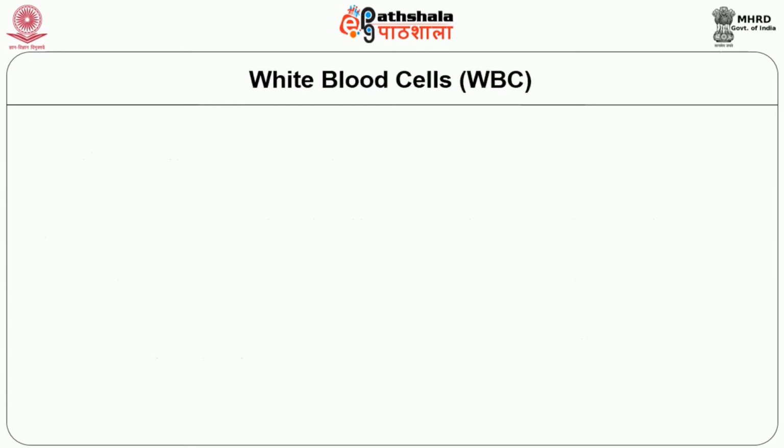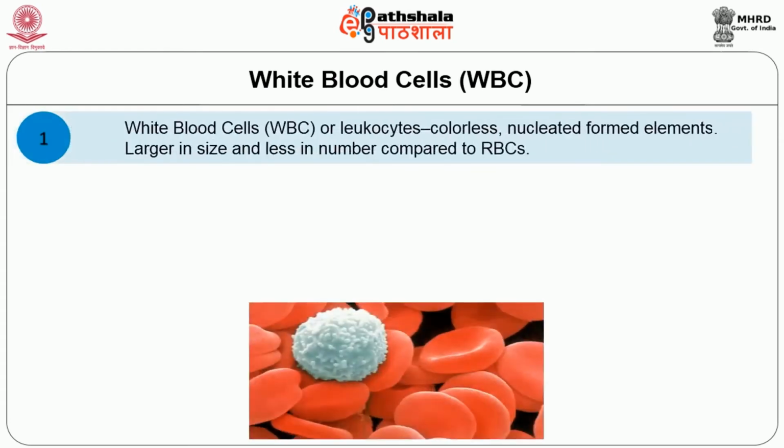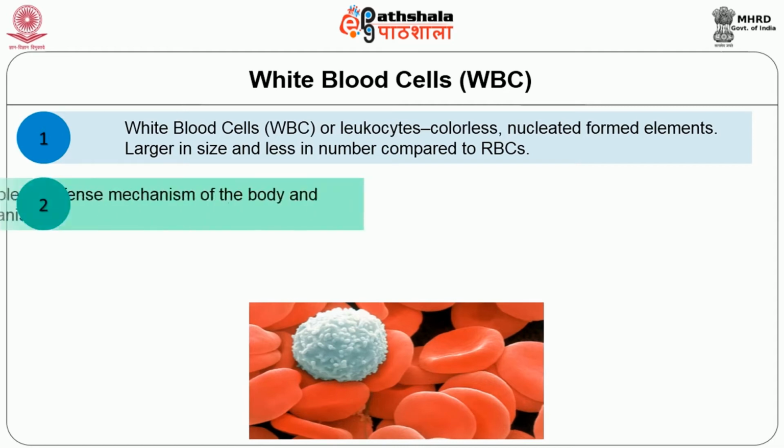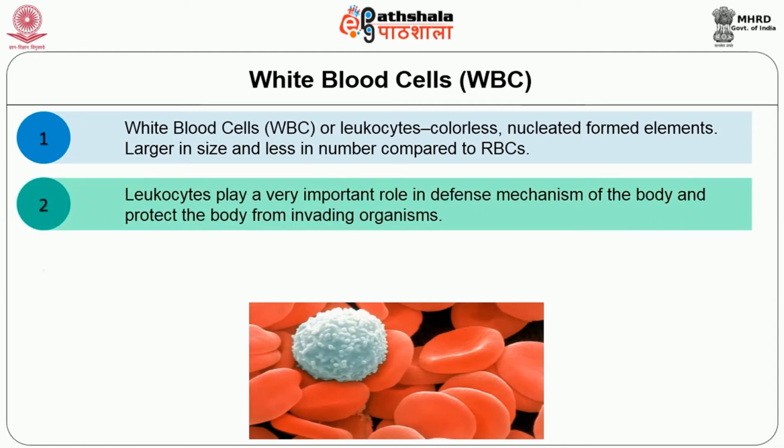Now, the next cellular component present in the blood are the leukocytes. The white blood cells, the abbreviation being WBC or leukocytes, are the colorless and nucleated formed elements of blood. These cells are larger in size and the number is less compared to that of RBCs. Yet, functionally, these cells are as important as erythrocytes. Leukocytes play a very important role in the defense mechanism of the body and protect the body from the invading organisms by acting like soldiers.